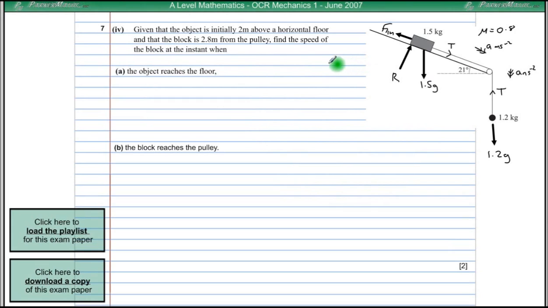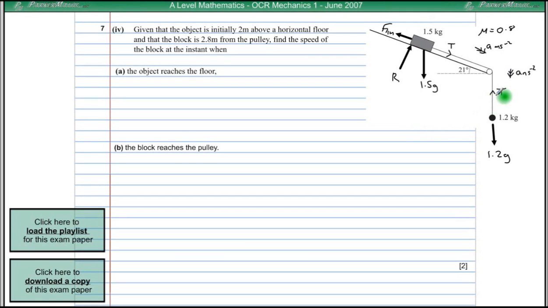In part 4, it says, given that the object is initially 2 meters above a horizontal floor and that the block is 2.8 meters from the pulley, find the speed of the block at the instant when, in part A, the object reaches the floor. So what's going to happen? Remember, this is accelerating down, so this block is going to accelerate downwards, constant acceleration, for 2 meters until it hits the floor. And we want to know the speed of that block when this ball hits the floor.